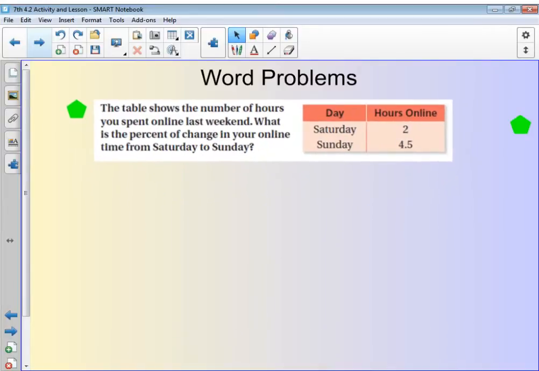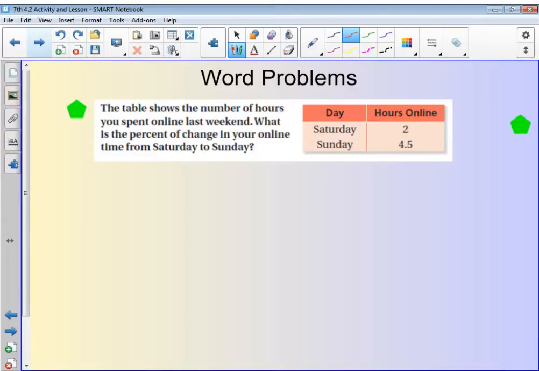So here it says the table shows the number of hours that you spent online last weekend. What is the percent change? So they just want to know how much your online time changed from Saturday to Sunday. This is where we're going to work like we did on day one. We're going to find how much it changed, divide it by the original amount. So original amount, I'm not sure what that is. Well, Saturday would have come before Sunday, so that would be your original amount.